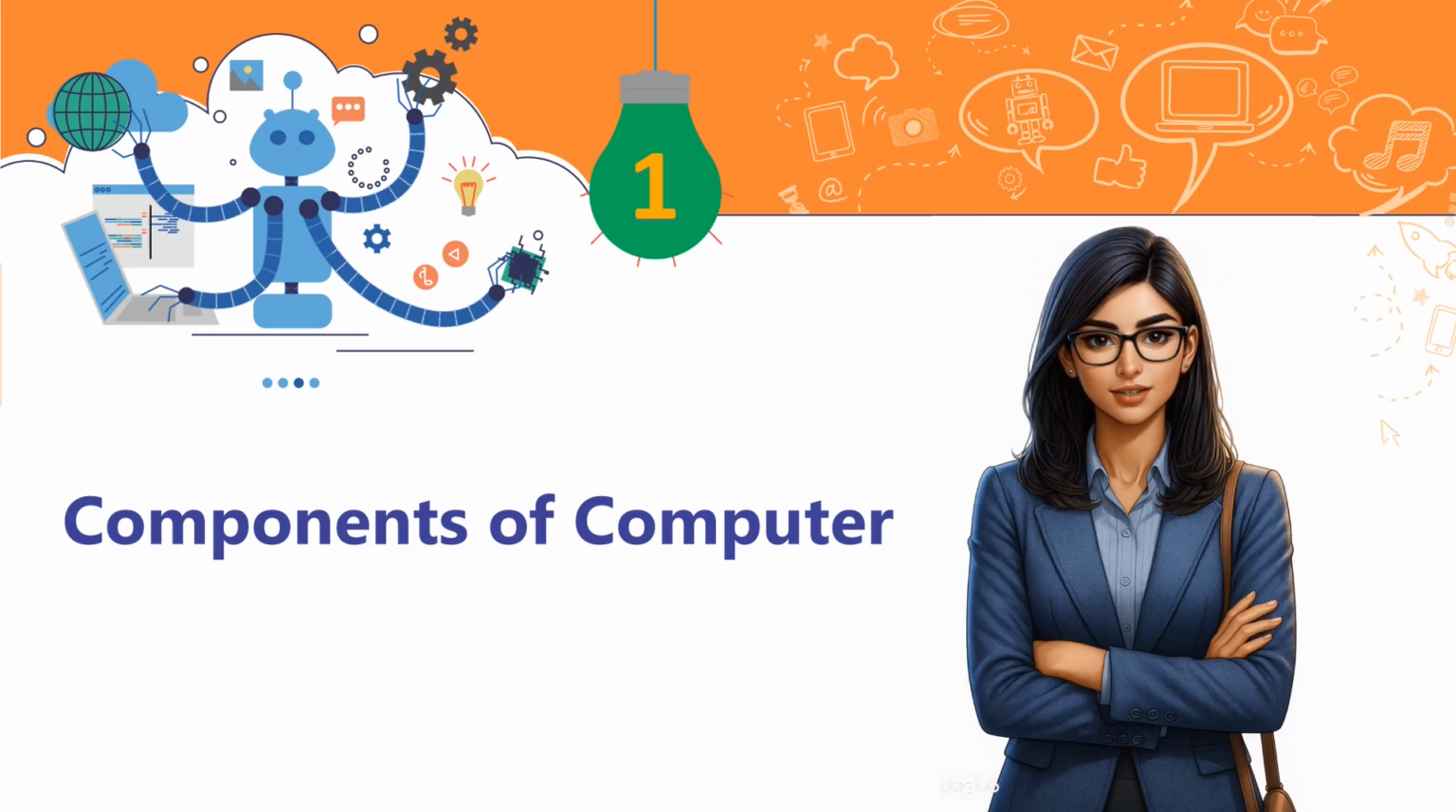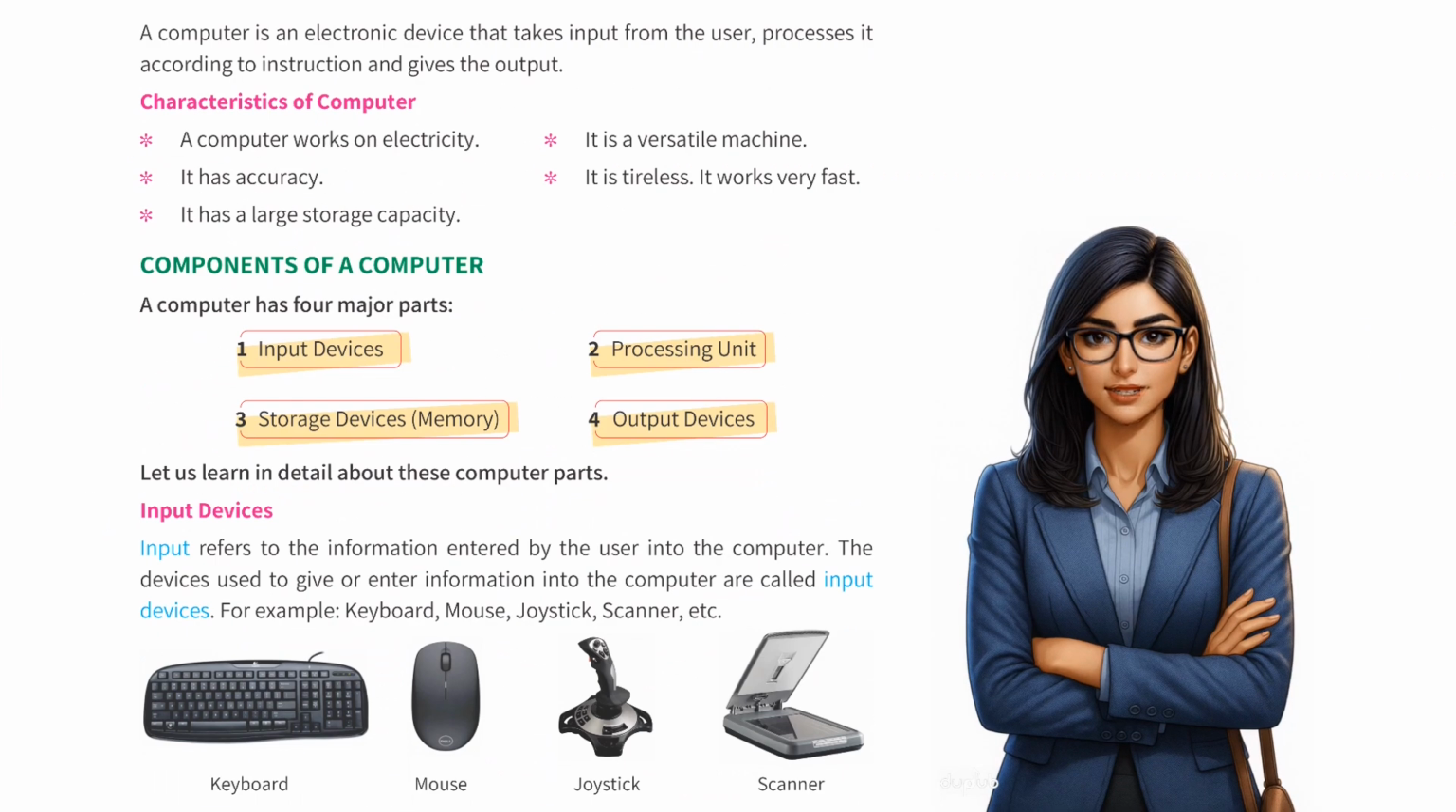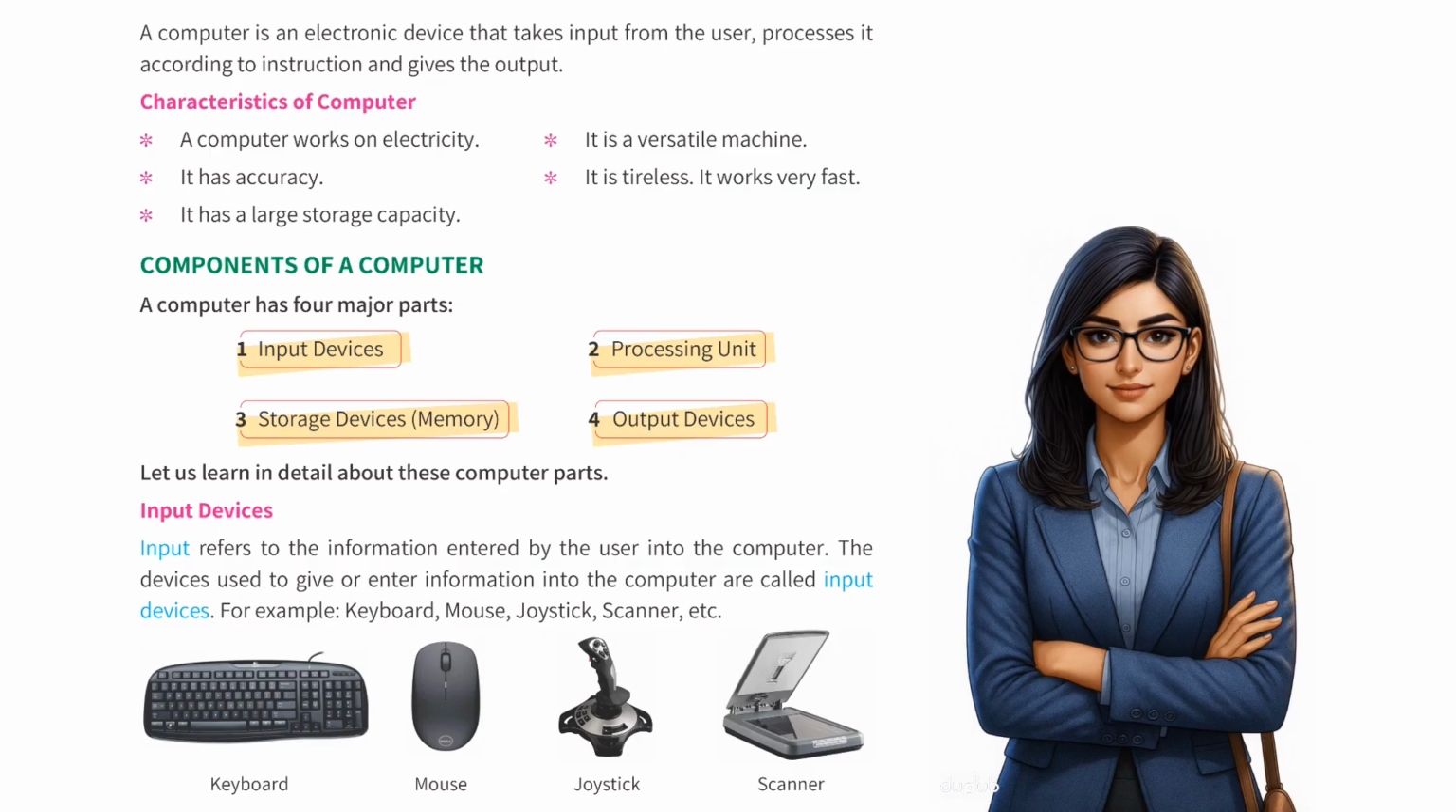Chapter 1. Components of Computer. If you type the line, "Good morning everyone," using a keyboard, the keyboard is your input device and the line you are typing is input. Your input may be in the form of text, documents, pictures, audio clips, etc.